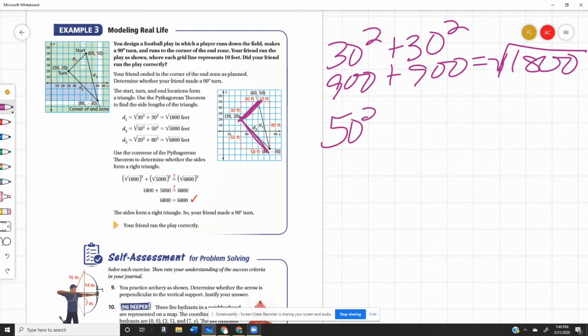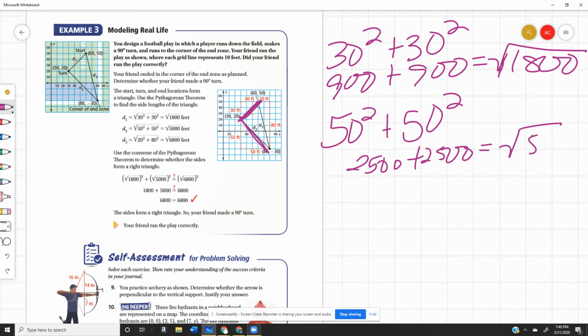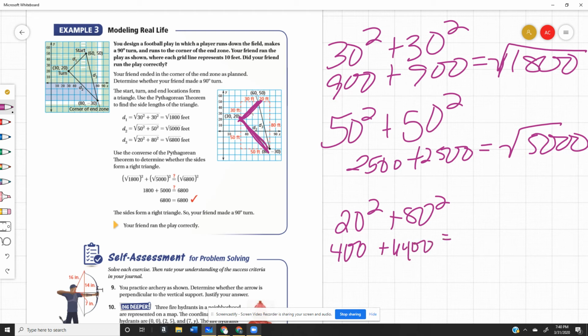So we do 50 squared plus 50 squared, and that's 2,500 plus 2,500, which is going to equal the square root of 5,000. And that's that distance right there. And then we've got 20 squared plus 80 squared, and that's going to be 400 plus 6,400, which equals 6,800. The square root of that.